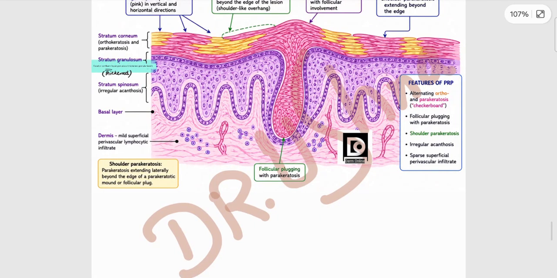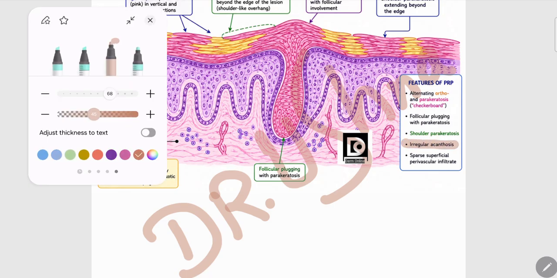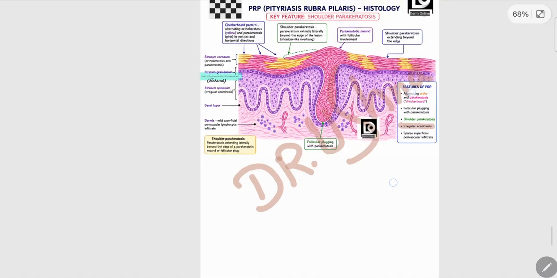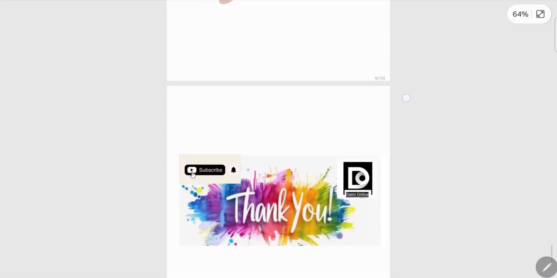Then you have perivascular lymphocytic infiltrate. These are the vessels and these are small lymphocytic infiltrates. Follicular plugging is very important. Shoulder parakeratosis is very important. And your acanthosis is going to be irregular acanthosis. So these are all the features of PRP. And PRP is very important for your exam.